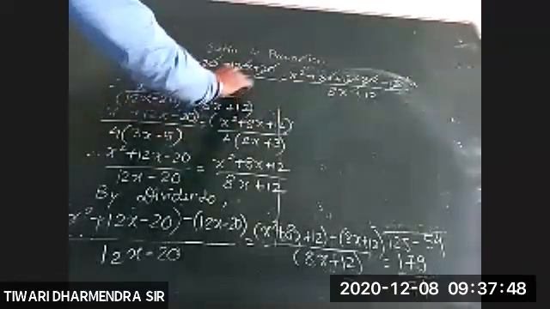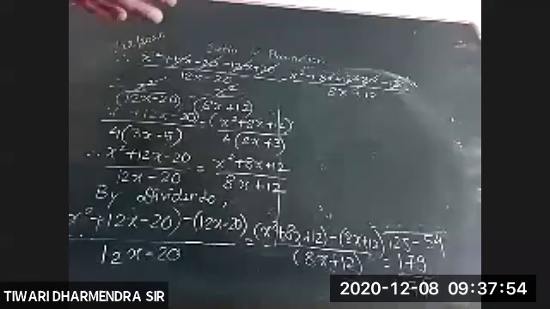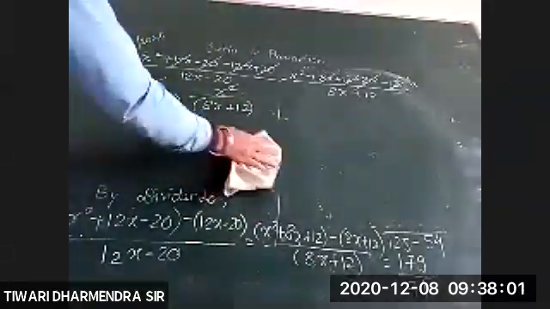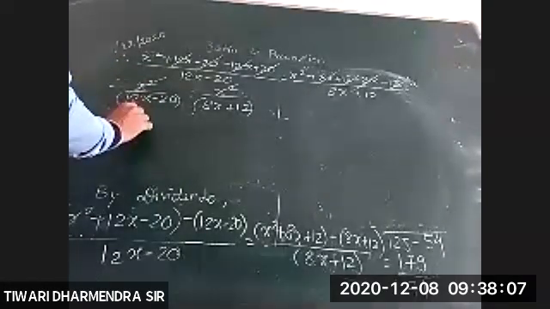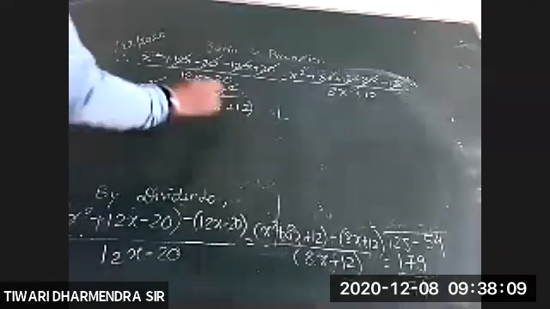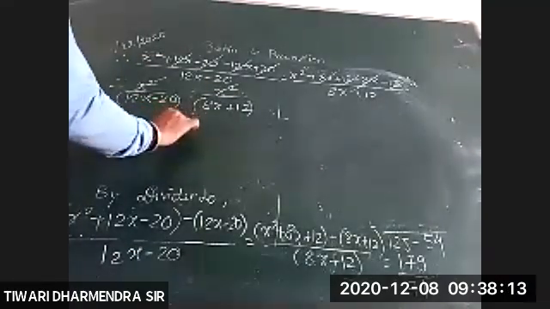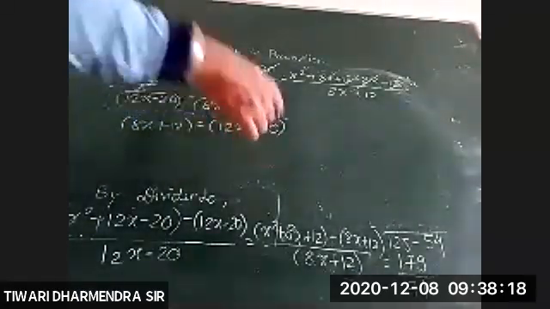So you can cancel the same terms if they are on the opposite side of equal to and they are same, that they get cancelled. What remains? Taking a cross multiplication, 8x plus 12 is equal to 12x minus 20.